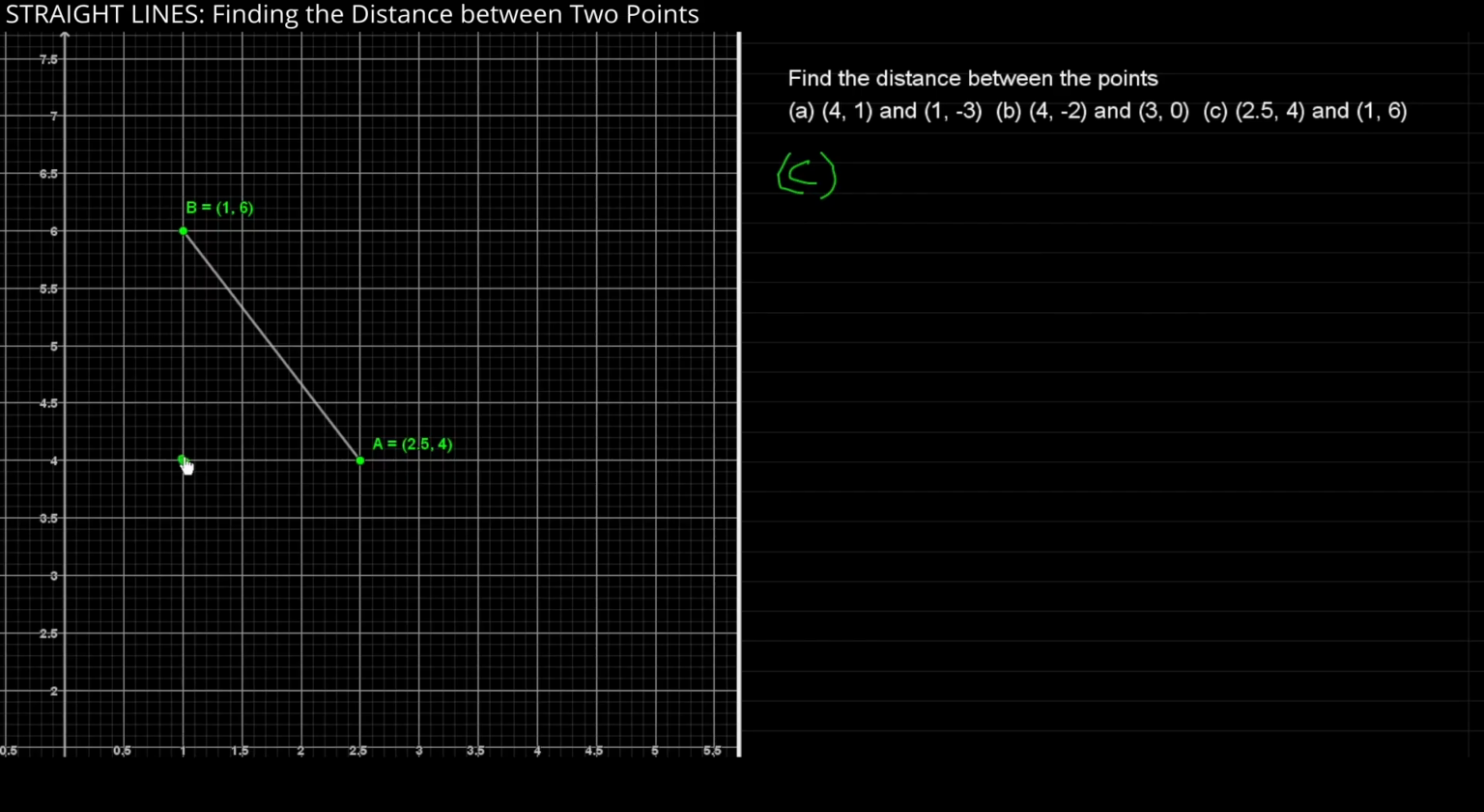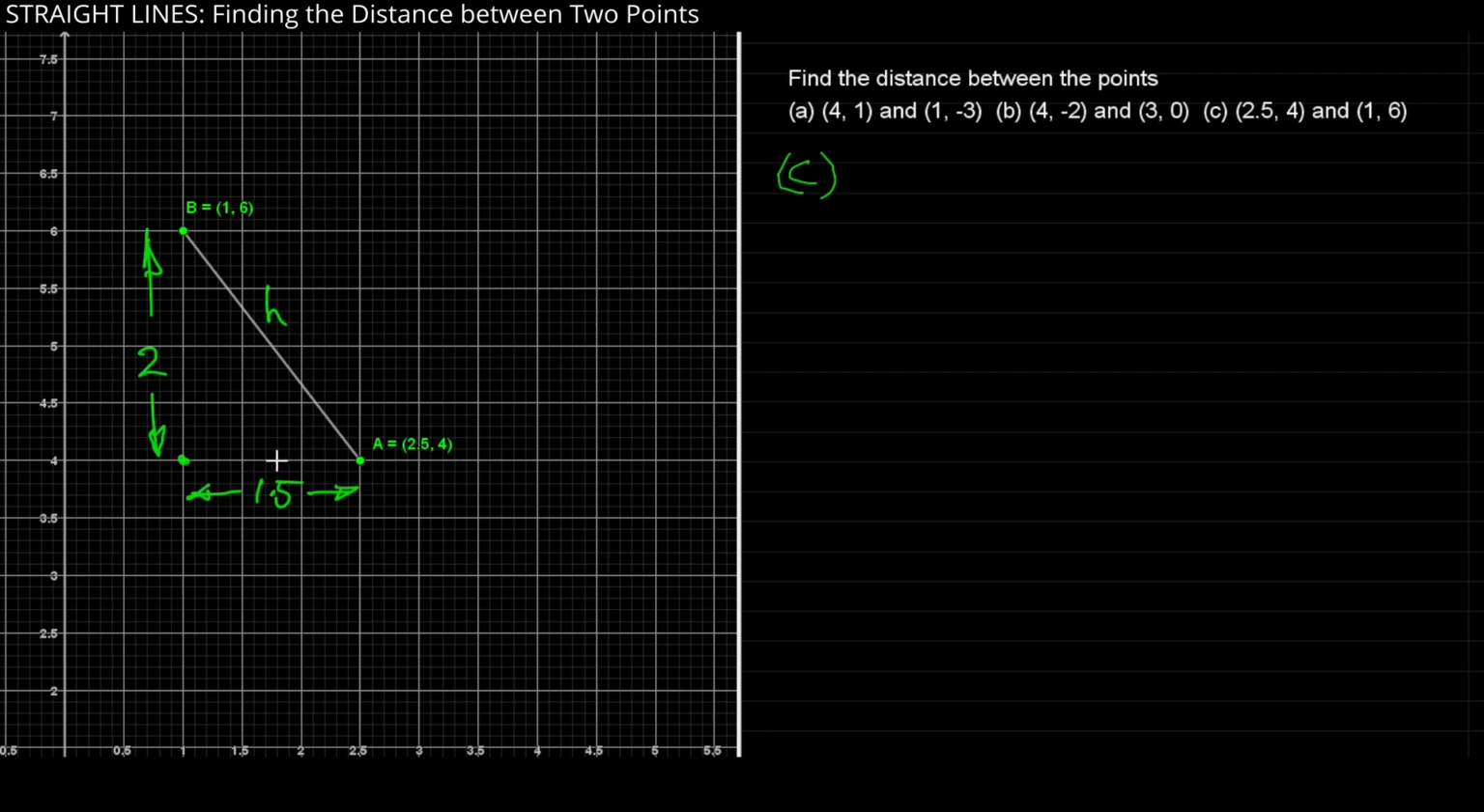Okay, let's have a look at C. Okay, we need to find the vertical and horizontal journeys. Vertically, we're going down from 6 to 4, so this is a journey of 2. Now our horizontal journey, they've got us into 0.5s now, but that's okay. We're climbing from 1 up to 2.5, so that's a journey of 1.5.